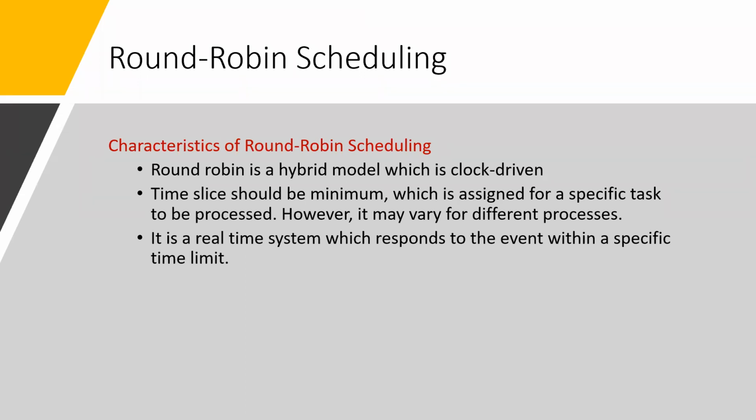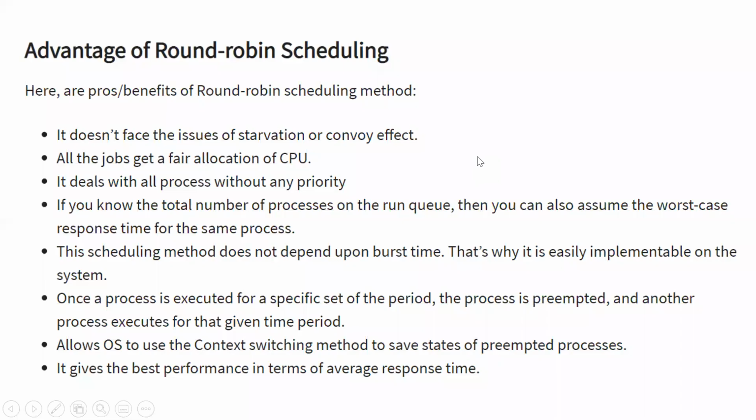Okay, so that's it. Actually, this will be an example of round robin computations. Now, a while ago, we discussed already the characteristic of the round robin scheduling. And this time, this will be the advantages of round robin. So it doesn't face the issues of starvation or convoy effect. All the jobs get a fair allocation of CPU. It deals with all processes without any priority.